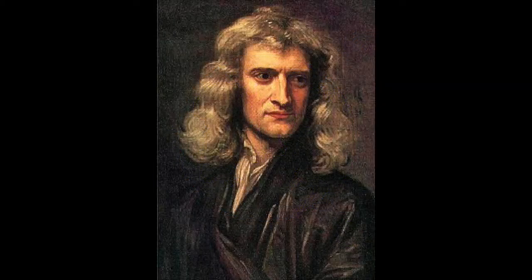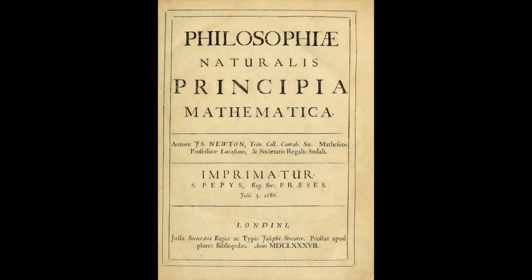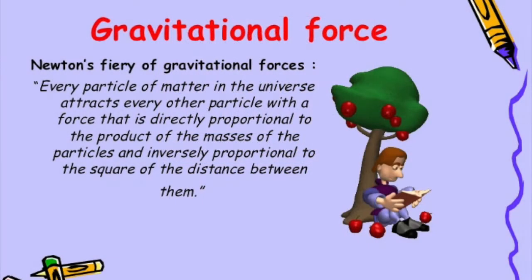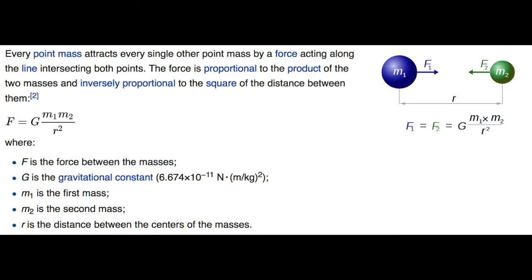Gravity was first theorized by Sir Isaac Newton and published in his work Principia in 1687. His theory stated that every point of mass attracts every other point of mass by a force, acting along a line that intersects these two bodies of mass. The force is proportional to the product of the two masses and inversely proportional to the square of the distance between the masses. Here you can see the formula and kind of begin to understand what it claims.